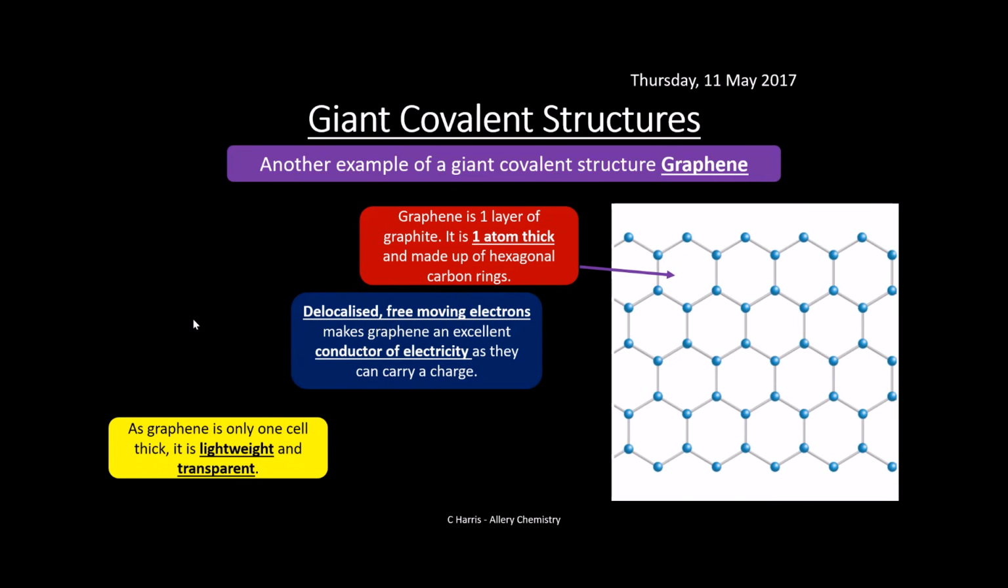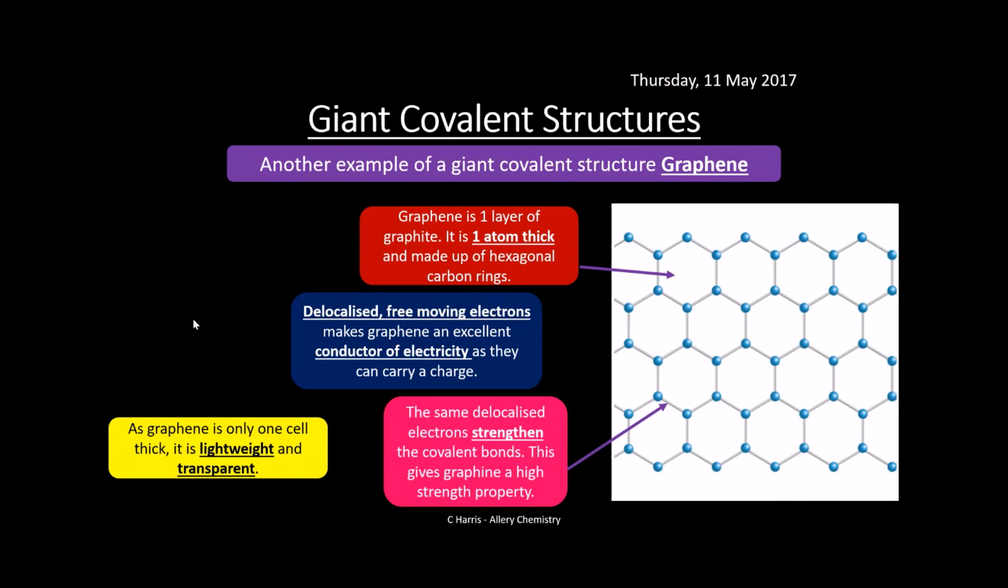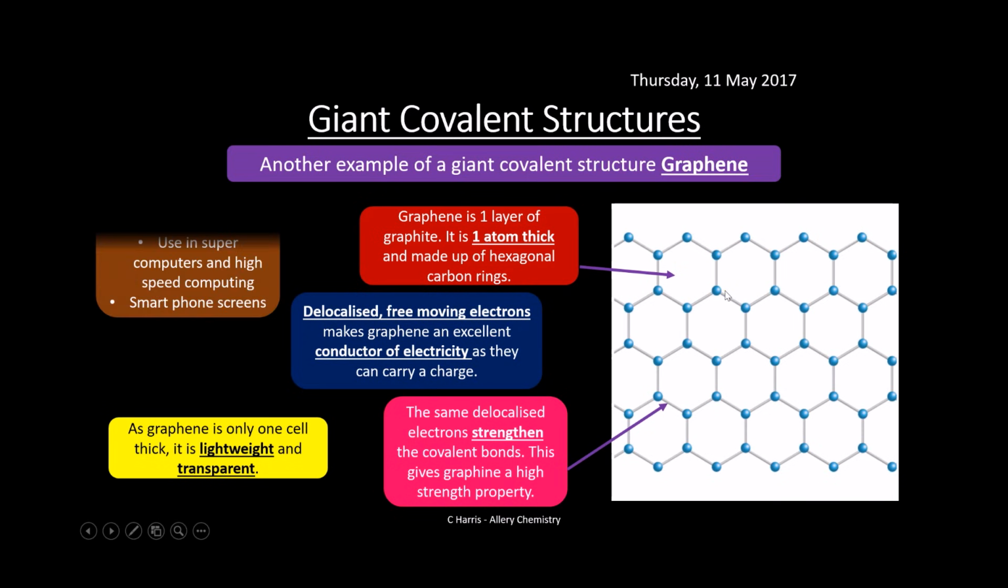And what we have is delocalized free-moving electrons amongst this sheet here. Excellent conductors of electricity because they can carry a charge, like I say. Same delocalized electrons, they strengthen these covalent bonds as well. Gives graphite this really high strength property, so we can use it for electronic devices that we might need if they're mobile, because it's lightweight and also it's transparent, so we can see through it. So it's got some pretty useful properties.